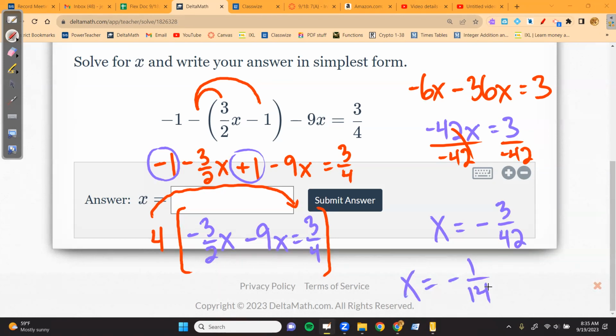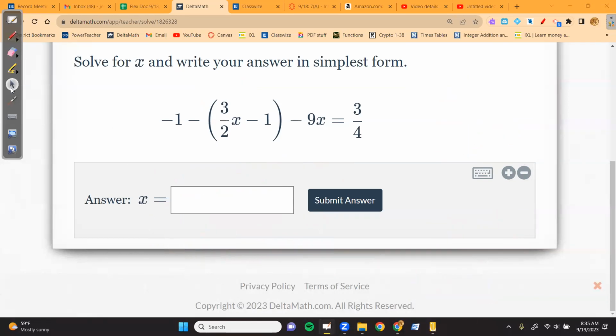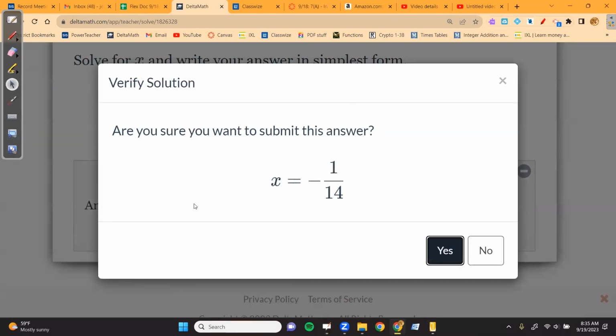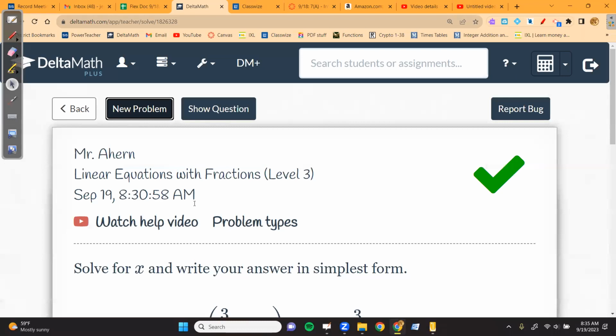Should we try our luck again and type that in? My gosh, you think we can go 3 for 3? Ooh, negative 1/14, right? Come on. Here goes. 3 for 3.